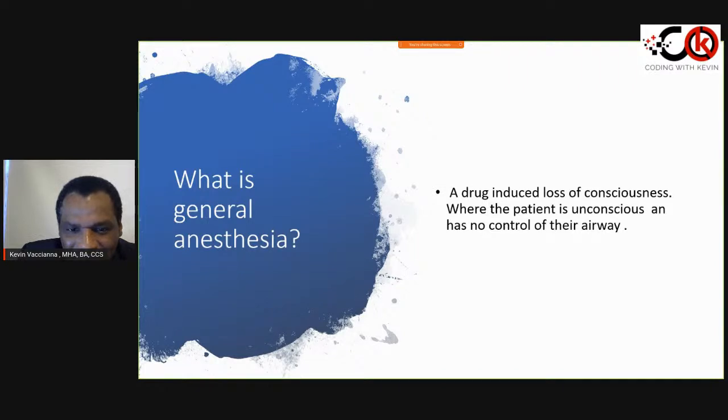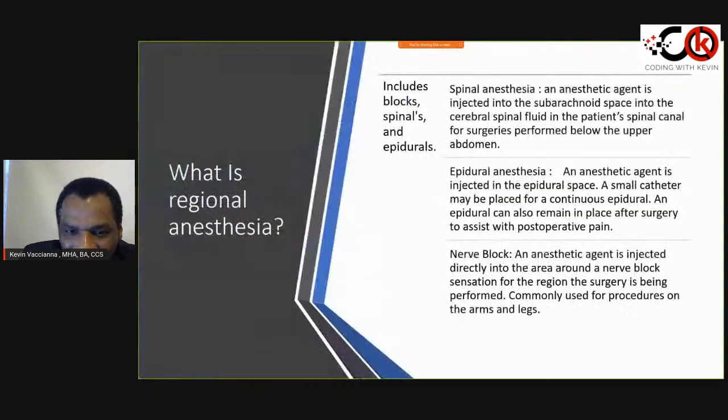Okay? A drug-induced loss of consciousness where the patient's unconscious and has no control of their airway. That is general anesthesia. You have regional anesthesia, which includes blocks, spinals, and epidurals.